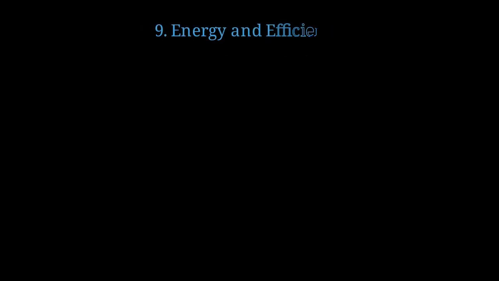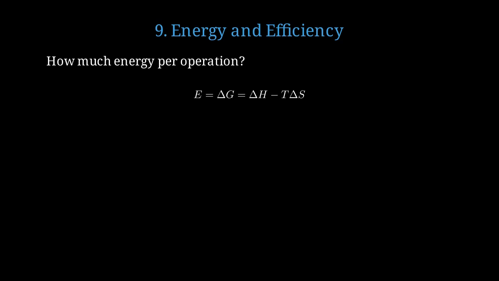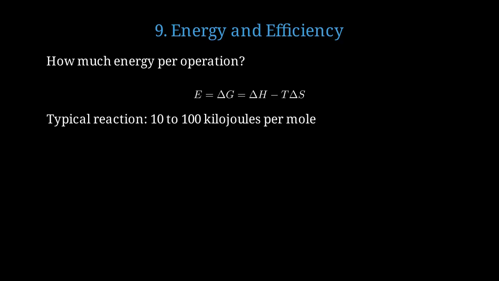Let's examine the energy requirements of chemical computing. A critical question: how much energy does each chemical computation require? The energy comes from Gibbs free energy, which equals enthalpy change minus temperature times entropy change. Typical chemical reactions release 10 to 100 kilojoules per mole of product formed. Per molecule, this equals about 10 to the negative 19 joules, obtained by dividing by Avogadro's number.